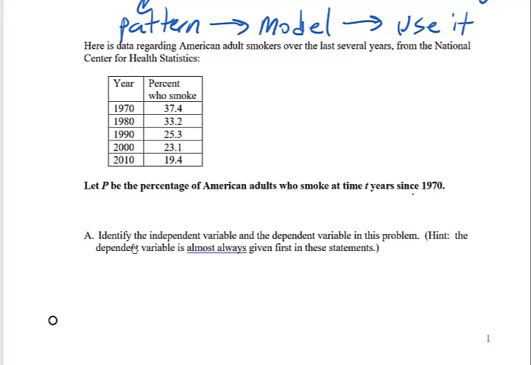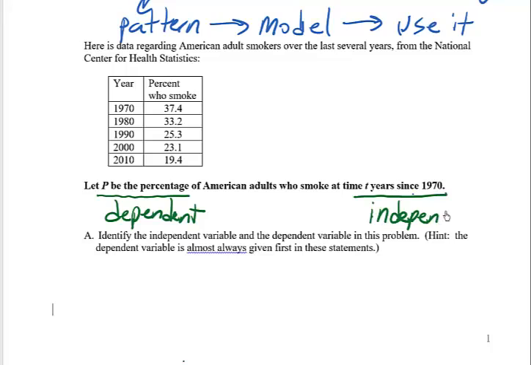Now letter A says, let's figure out which of these is the independent variable and which is the dependent variable. The hint basically gives it away. When they write these let statements, they always mention the dependent variable first. So in this problem, P is the dependent variable, and of course that means that T is the independent variable. That makes sense: if someone said, what percentage of Americans smoke? The answer would be, well, that depends on what year you're talking about. So P depends on T.